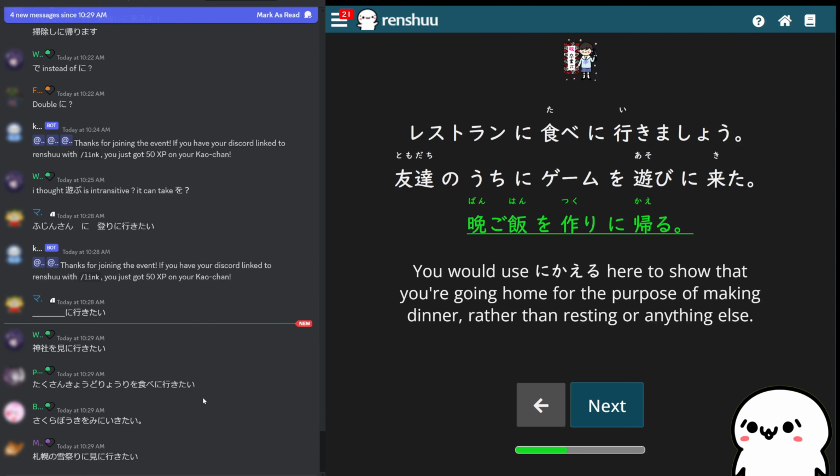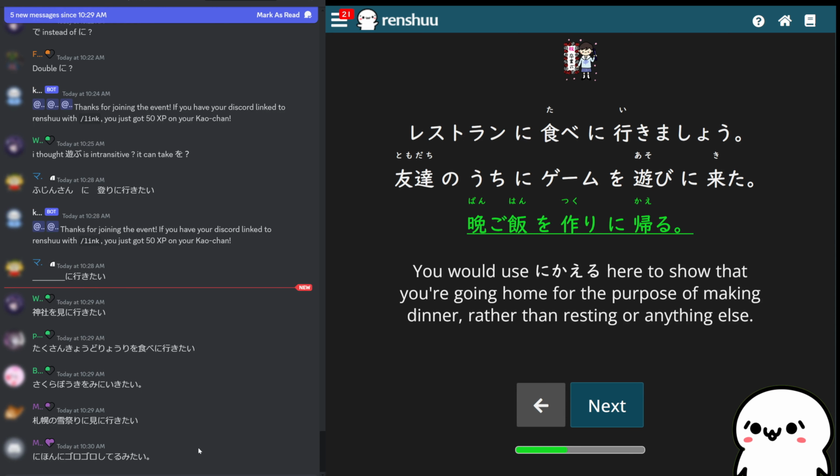So someone is looking to see one of the Shinto shrines. Someone's looking to get a lot of food in. The Yuki Matsuri. I've been there.